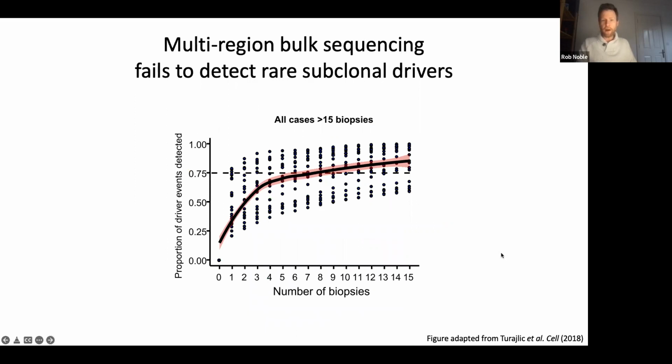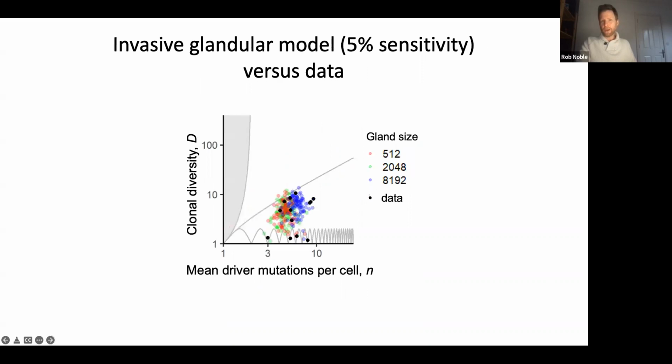However, something that TRACERx found and others have found is that multi-region sequencing data fails to detect rare subclonal driver mutations. So the more biopsies you take, the more driver events you detect. And typically in this study, they only had about 6 or so biopsies per tumor, and therefore they're only getting about 75% of the mutations. So if you allow for this sensitivity and you simulate that, so when we take the data from the model, if we process the data to allow for imperfect sensitivity, then we actually find a much better agreement between the model and the data.